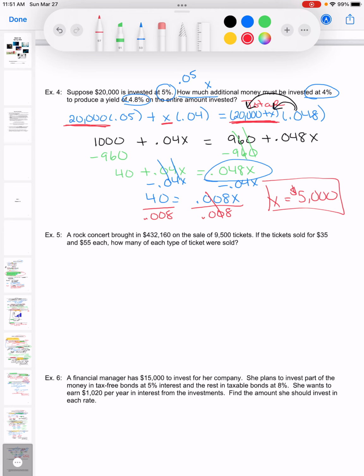So who knows what you might have seen before. So for this one, I'm kind of going to start with 2 equations. My first equation is all going to deal with the money here.